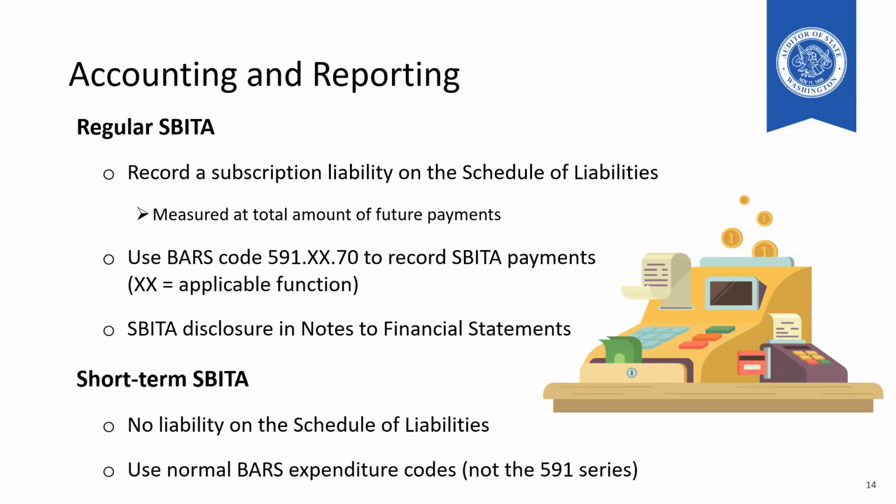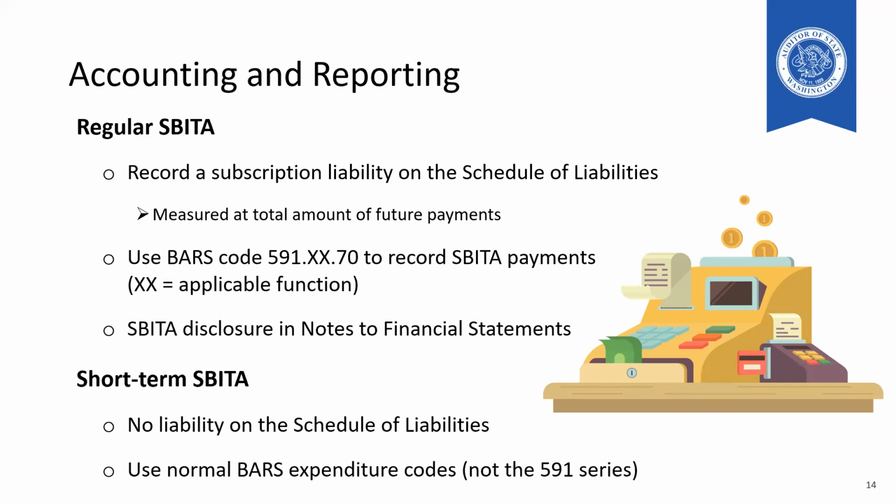So for example, if this SBITA was for water meter reading software, the government would use BARS code 591-3470. The 34 in that code represents the water function. You'll need to review your chart of accounts to pick the code that's most applicable to your situation. You can also submit a help desk if you need help selecting the correct code. Now, the SBITA will also be disclosed in your notes to the financial statements.